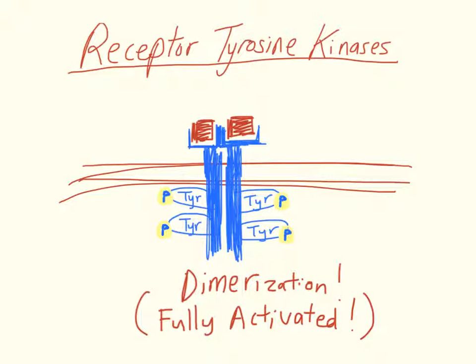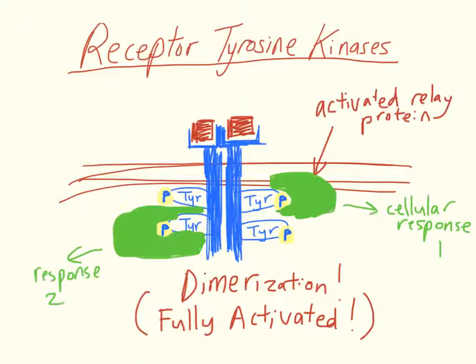Now, when phosphate groups are added to each of the tyrosine residues, the complex is fully activated. Now that the receptor tyrosine kinase is fully activated, specific relay proteins inside the cell can bind to the phosphorylated tyrosine residues, and each of these can induce a specific cellular response.